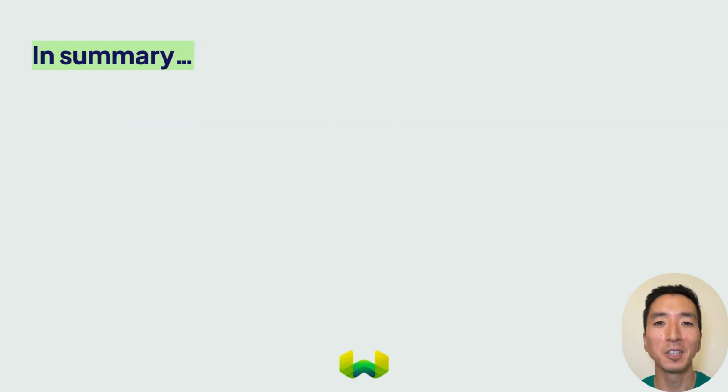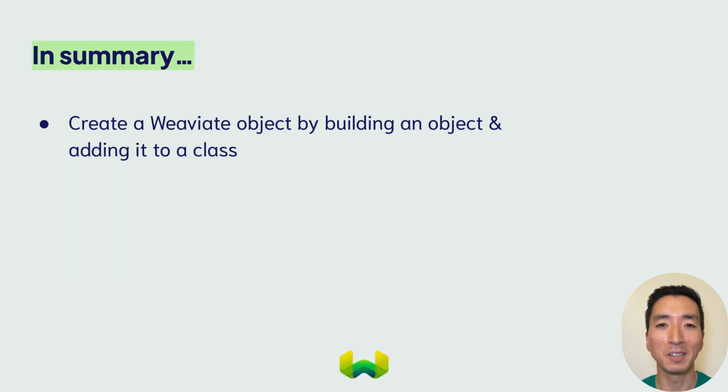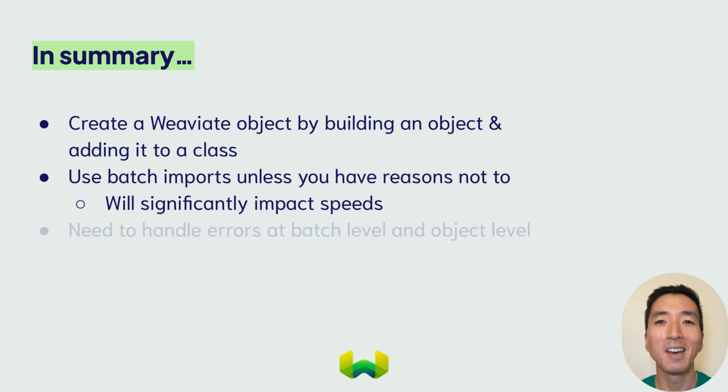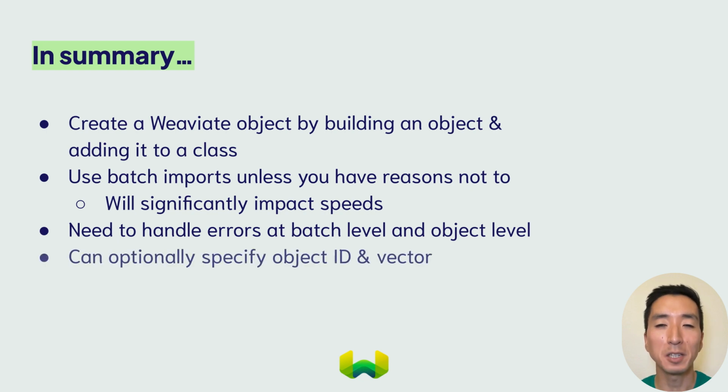So to sum up, to create a Weaviate object, build a data object with properties and add it to your desired class. We recommend that you use batch imports unless you have a strong, compelling reason not to, because this can greatly impact your import speed. Error handling during import can be done at the batch level or at individual object level. You can manually specify an object ID and vector for each object in Weaviate.